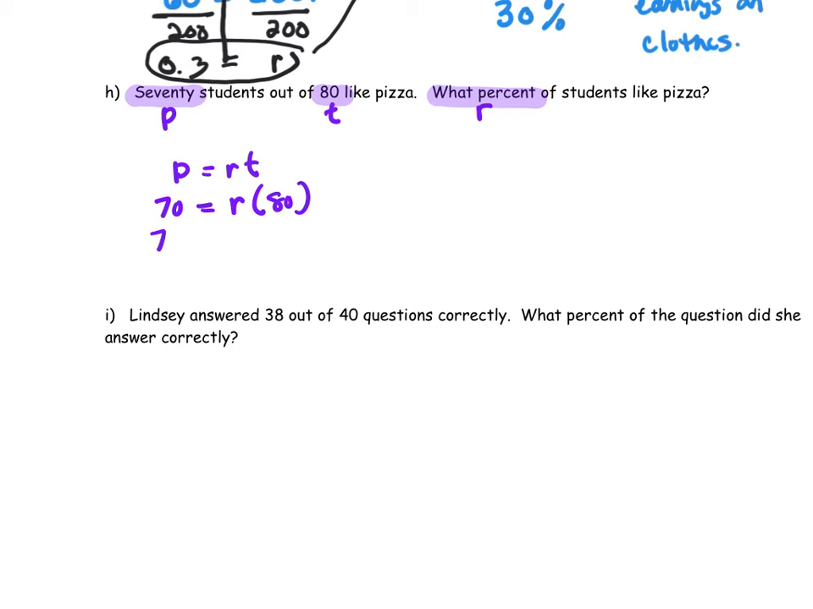Again, we prefer to have our number in front of our variable. When they're side by side, we don't have to use parentheses. Now we want to solve. We're going to divide both sides by 80. So pause and use your calculator. And 0.875 is what we found when we solved for r.